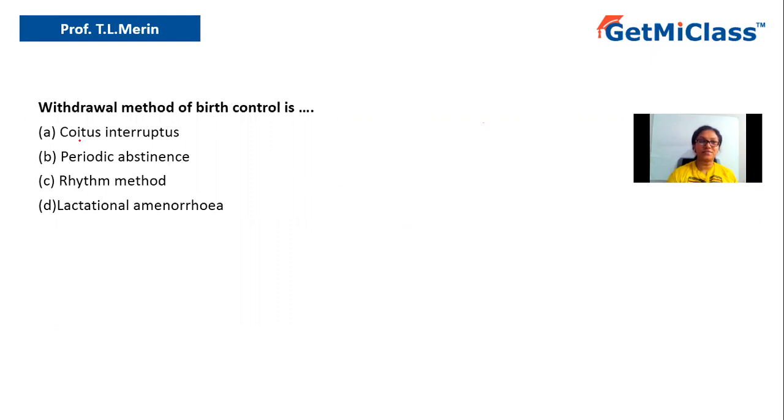Today we're going to solve this question which says: withdrawal method of birth control is? Option A, coitus interruptus; option B, periodic abstinence; option C, rhythm method; option D, lactational amenorrhea. So let us understand the question. It says withdrawal method of birth control is.